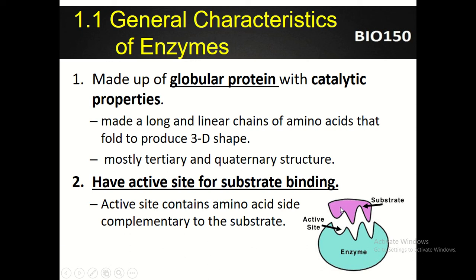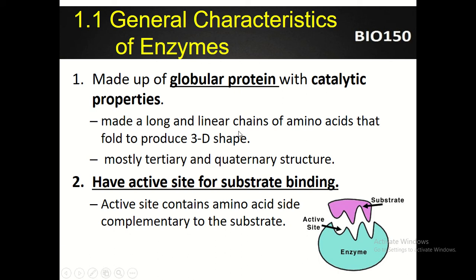And the purple one is referred to as the substrate, the substance that will bind to the active sites of the enzyme where the catalysis process will occur. So now let's look at the general characteristics of enzymes.